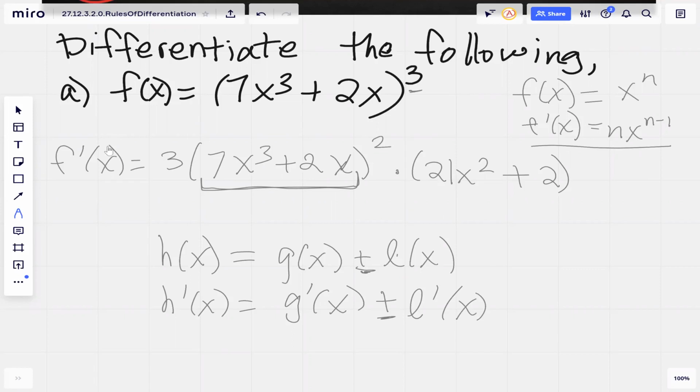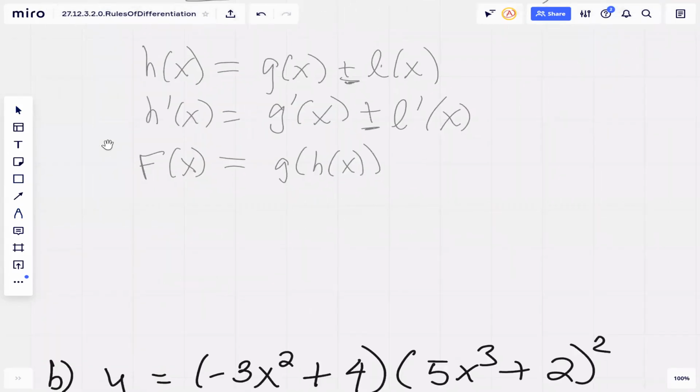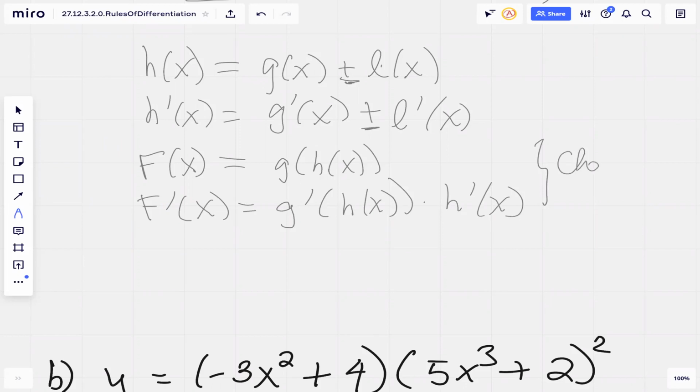Okay, and does everyone remember the chain rule? Okay, let's write it out. So capital F of x equals, what letter should we use? g of h of x. Then F prime equals g prime evaluated at h of x times h prime of x. So this is the chain rule.